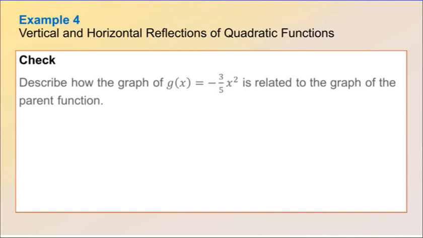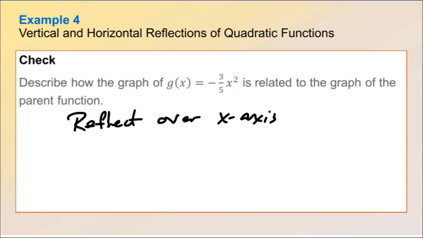Example 4. Describe how the graph of g of x equaling -3/5 x squared is related to the graph of the parent function. There's no parentheses, so there is a reflection over the x-axis. The absolute value of 3/5 is 3/5. This is vertical, no parentheses, and this will be a vertical compression.